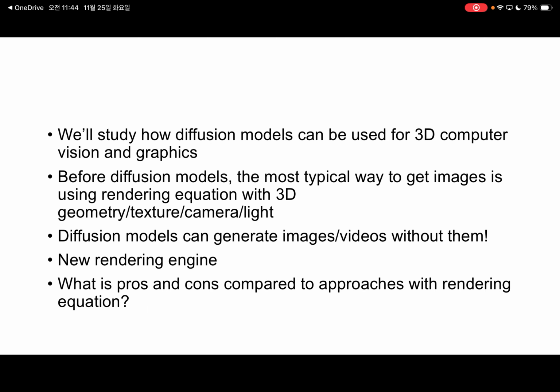And next time, we'll study how diffusion models can be used for 3D computer vision and graphics. Before diffusion models, the most typical way to get images was using the rendering equation with 3D geometry, texture, camera, and light. But diffusion models can generate images and videos without them. This is actually a very interesting point. Now people no longer need to rely on 3D geometry, texture, camera, light. People can just simply use a text prompt or some simple image to get new images or videos. Maybe we can call this a new rendering engine.